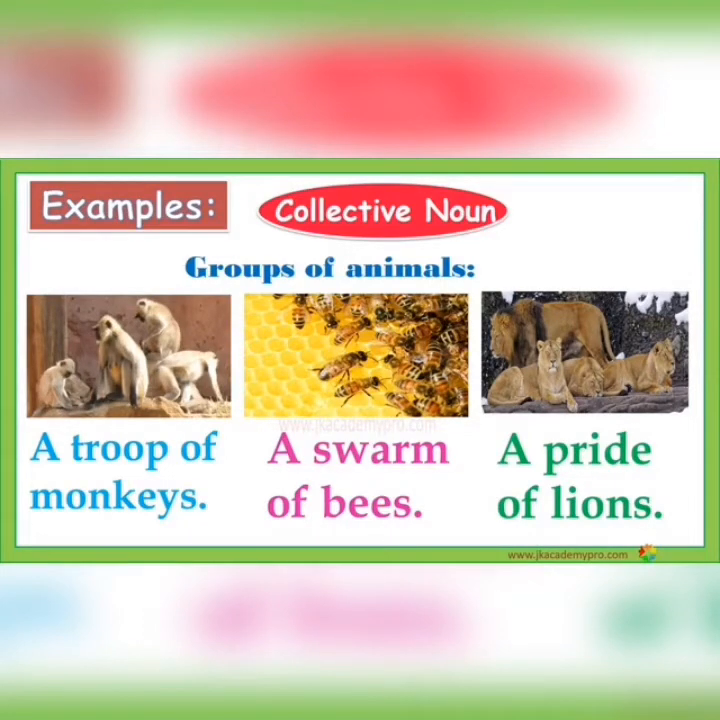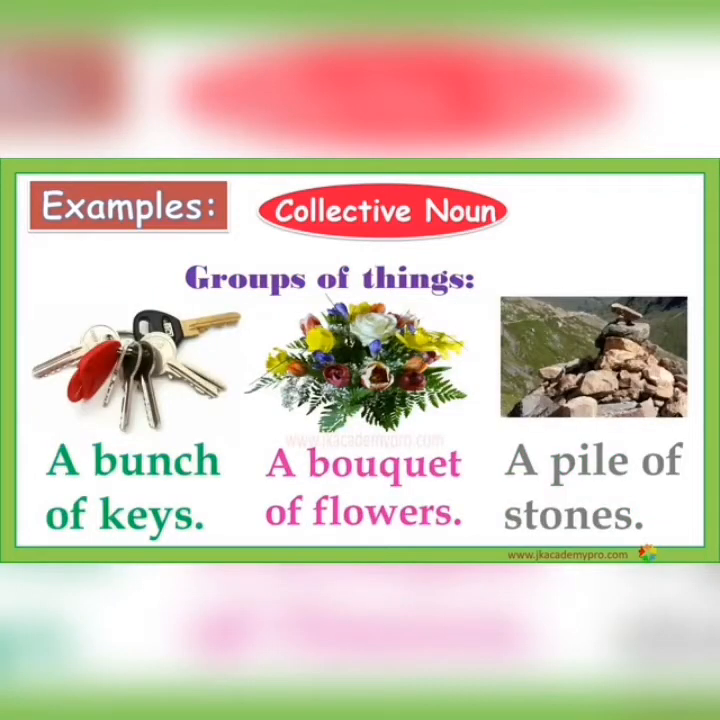A troop of monkeys, a swarm of bees, a pride of lions. So troop, swarm, and pride are all collective nouns. Of course, they are names you give to a group of things. We also have a bunch of keys, a bouquet of flowers, a pile of stones. Bunch, bouquet, and pile are all examples of collective nouns.